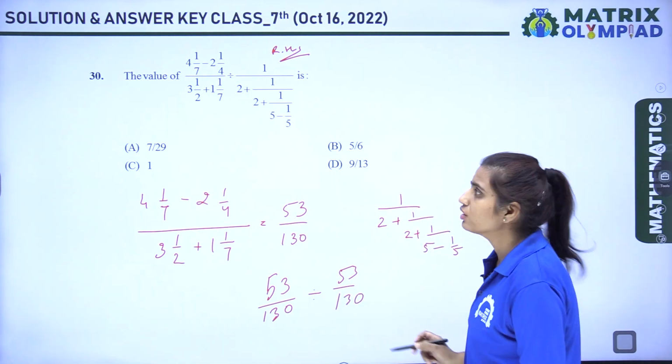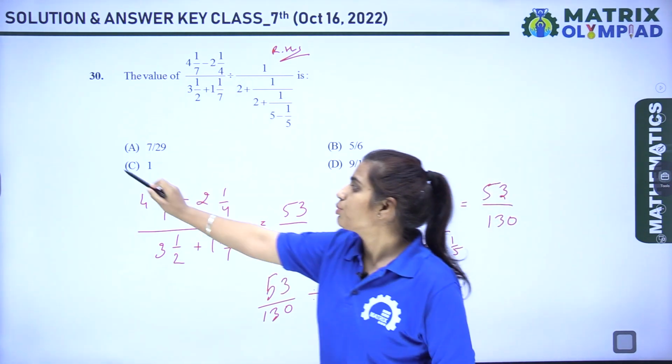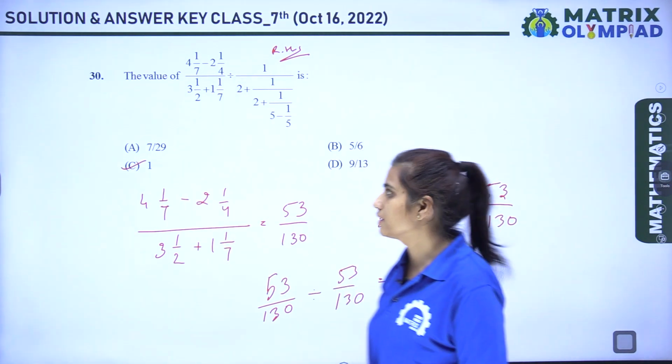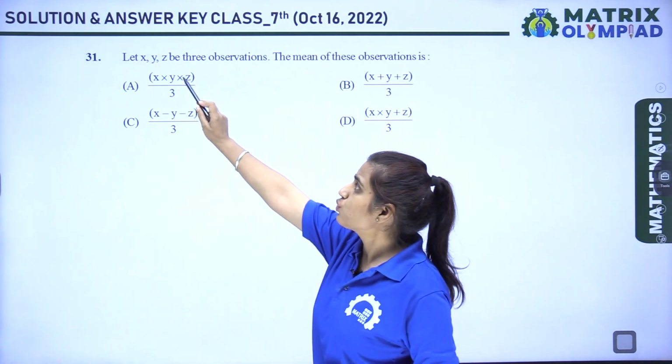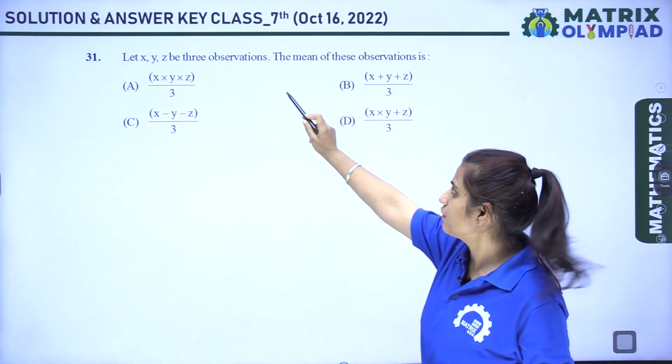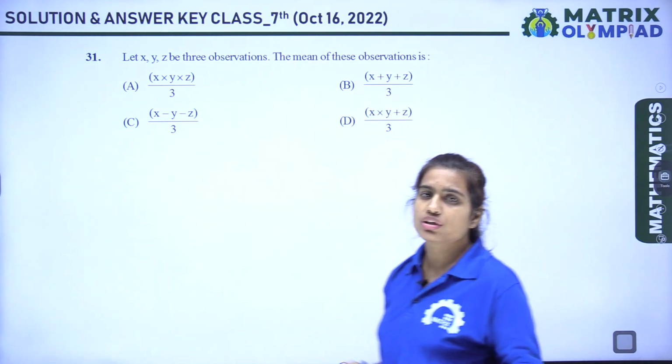So after dividing both fractions we get the answer 1. So here option C is the correct answer. Now the next question is, let x, y, z be 3 observations. The mean of these observations is... This is a direct, formula-based question.